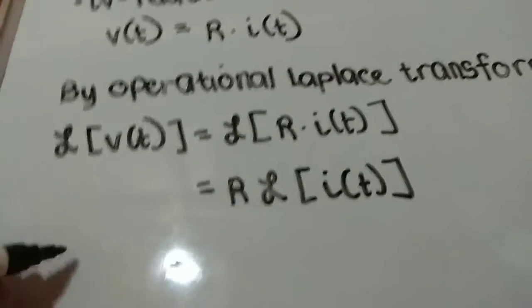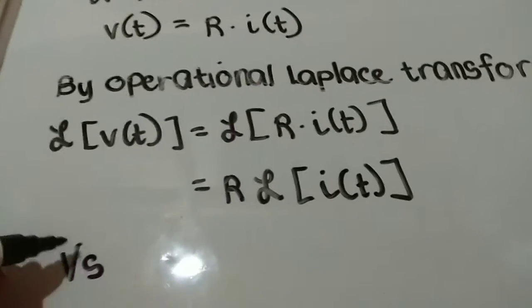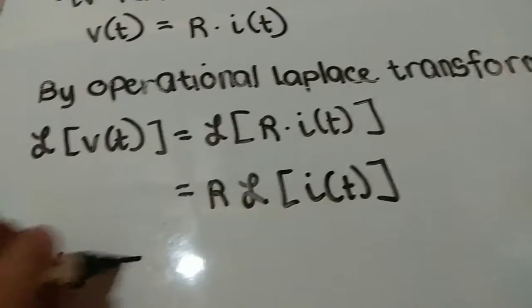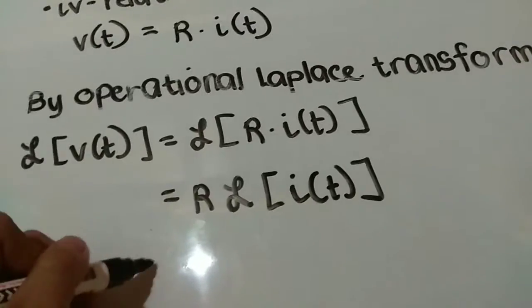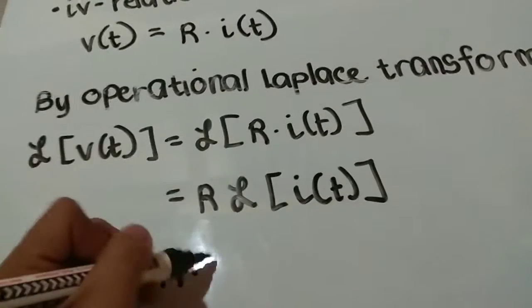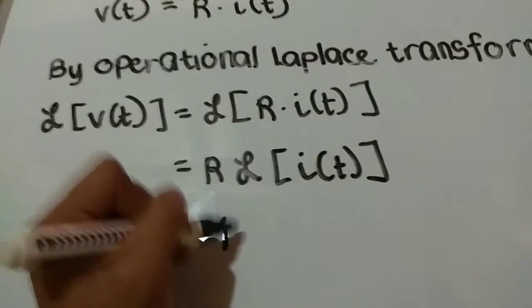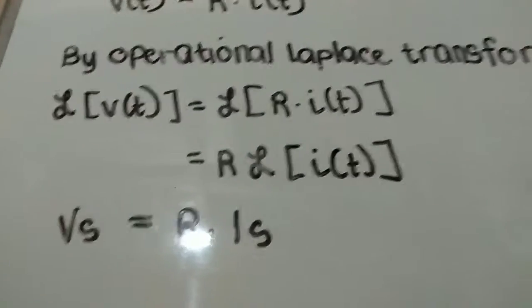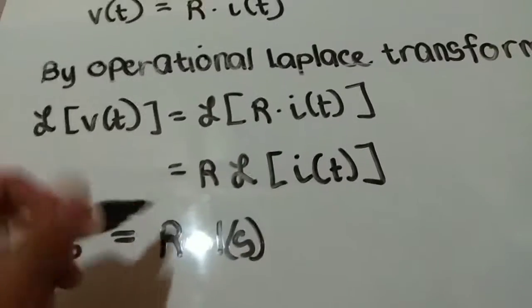So V(s), or final voltage, is equal to R times the final current, or the I(s).